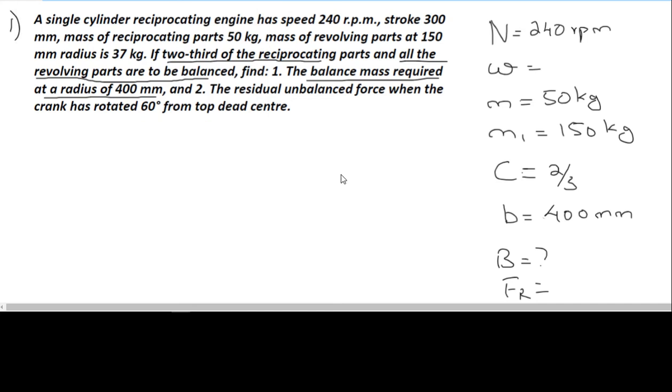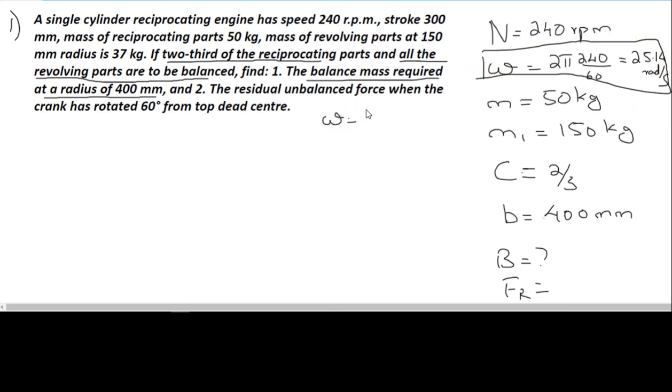So we know omega is equal to 2 pi N over 60, that is 2 pi into 240 over 60. So it will come as 25.14 radians per second. This is the first thing you have to find out. So omega you will get as 25.14 radians per second.